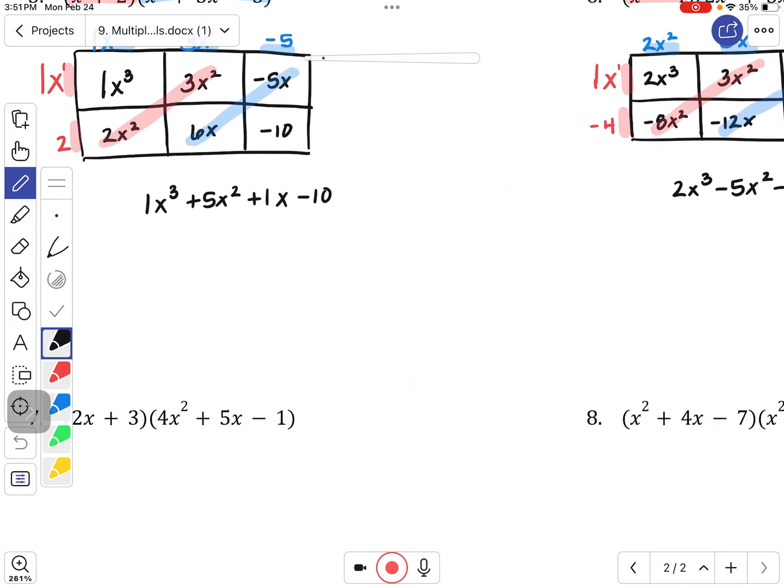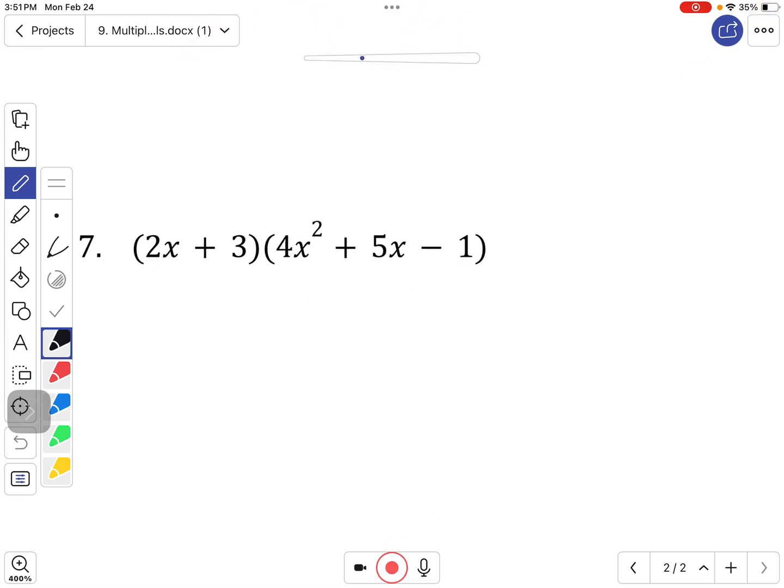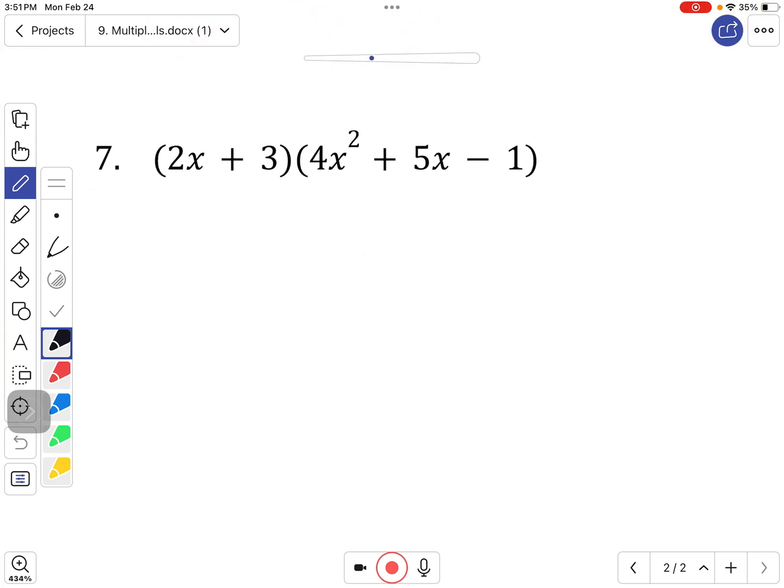Okay, let's look at number 7. Number 7, we're going to use the double distribution method. Okay, so the first thing, I don't have any coefficients that I need to distribute into the problem, or a monomial before the parenthesis that I have to distribute. So I'm just going to go ahead and do the double distribution.